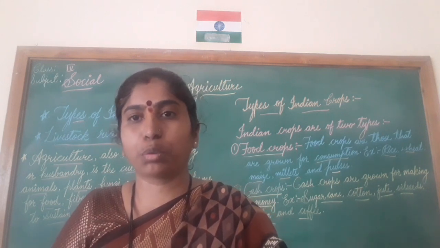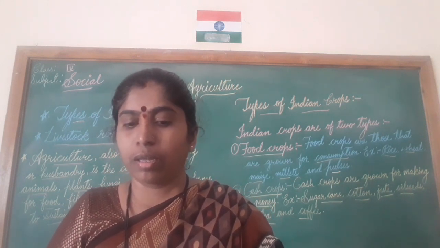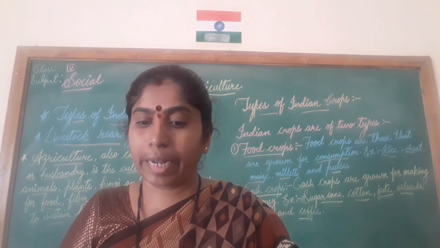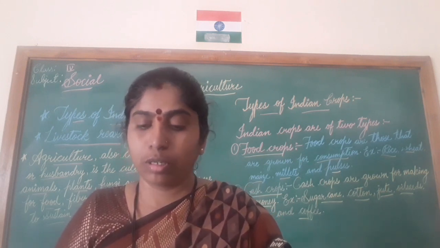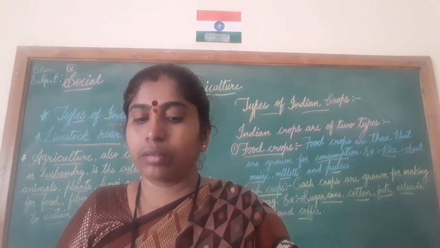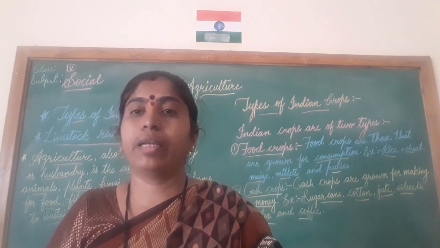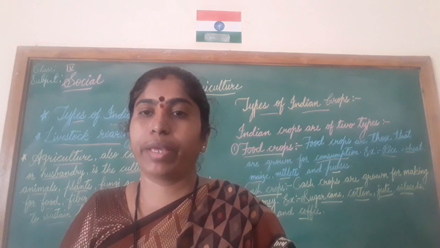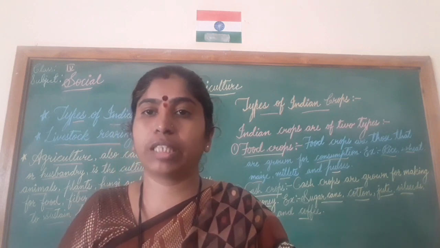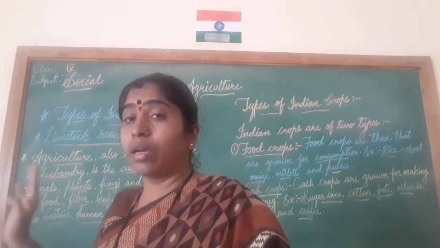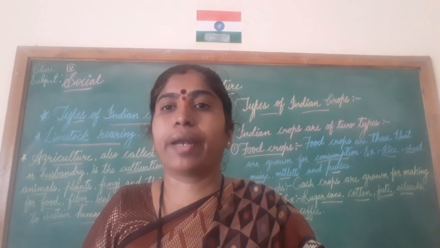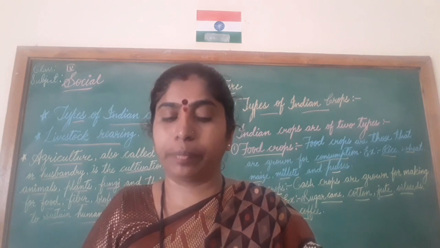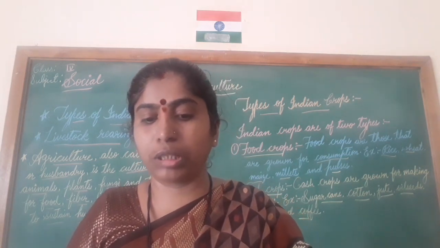So on the basis of sowing and harvesting, there are two main agricultural seasons in India, children. So what are those? Those are the Kharif and Rabi seasons. We can also say there are two seasons according to which we do the agriculture. So there are two: Kharif and Rabi.